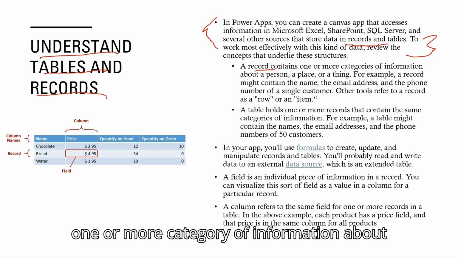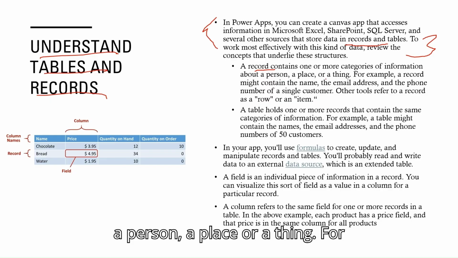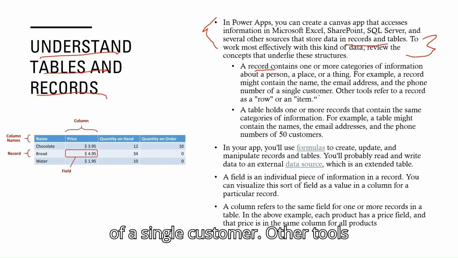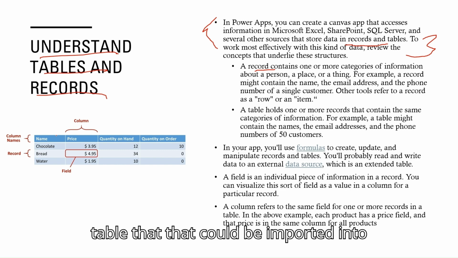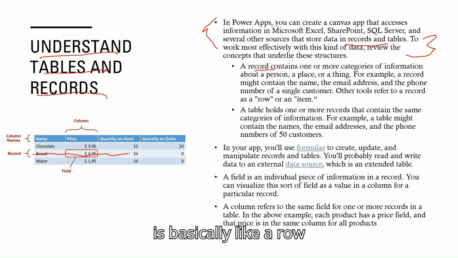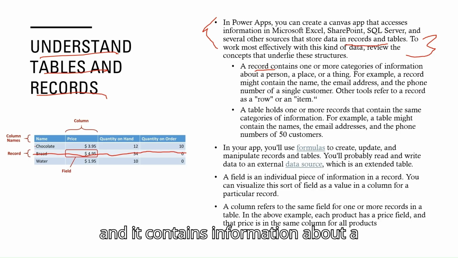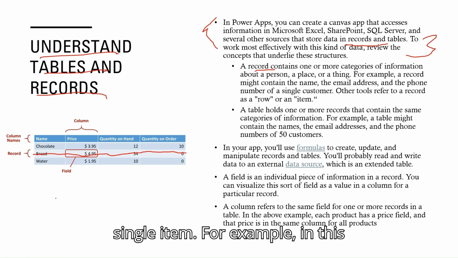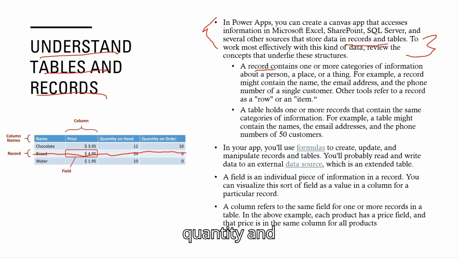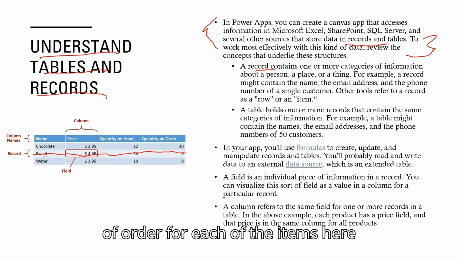A record contains one or more categories of information about a person, a place, or a thing. For example, a record might contain the name, the email address, and the phone number of a single customer. Other tools refer to a record as a row or item. So this is a good example of a table that could be imported into Power Apps. See, this is a record. A record is basically like a row, and it contains information about a single item. For example, in this table, you have this thing called bread, and you have information about price, quantity on hand, and quantity on order for each of the items here.